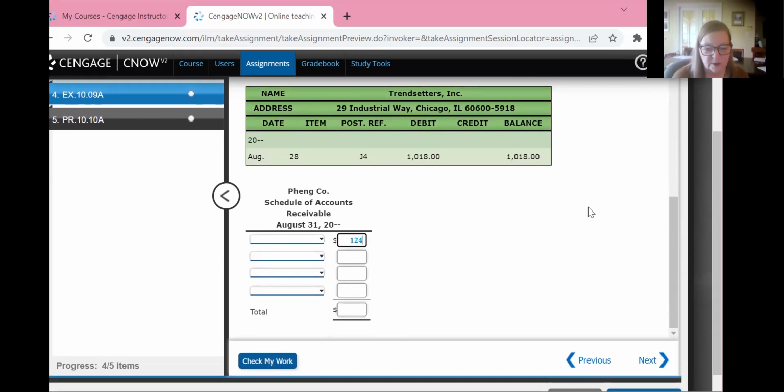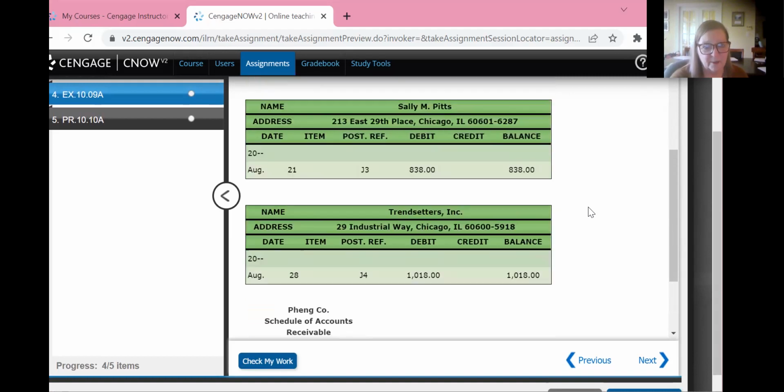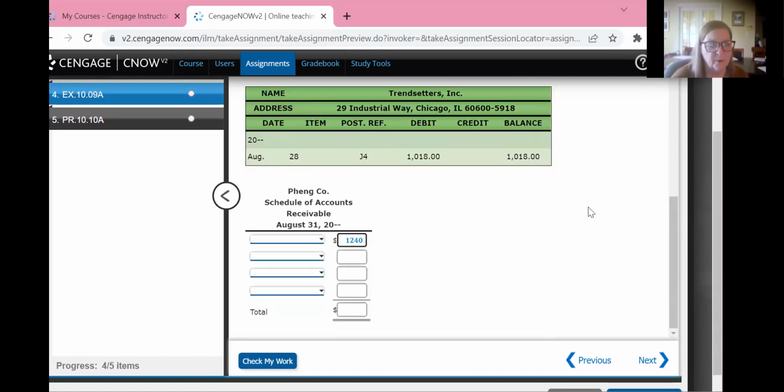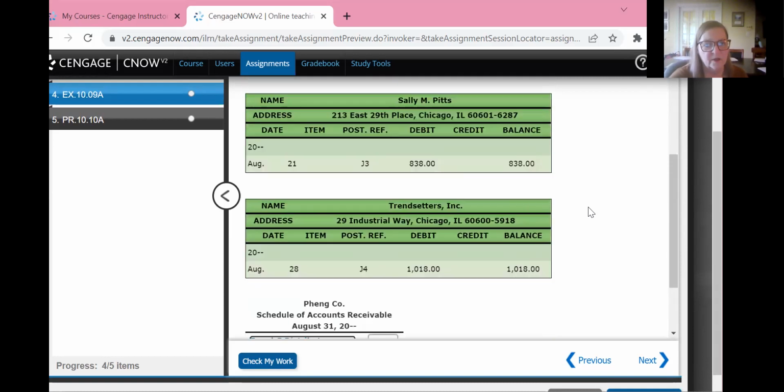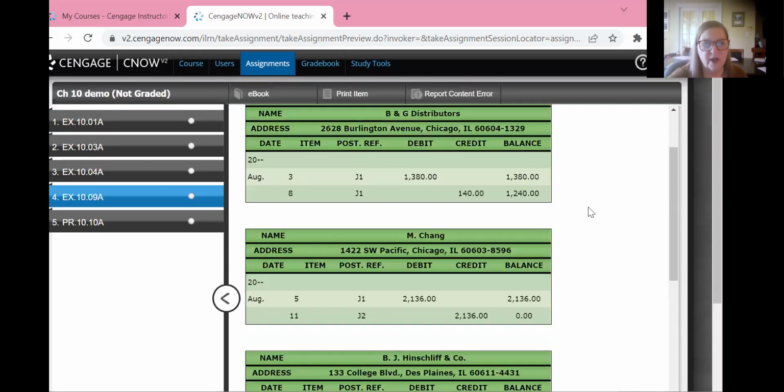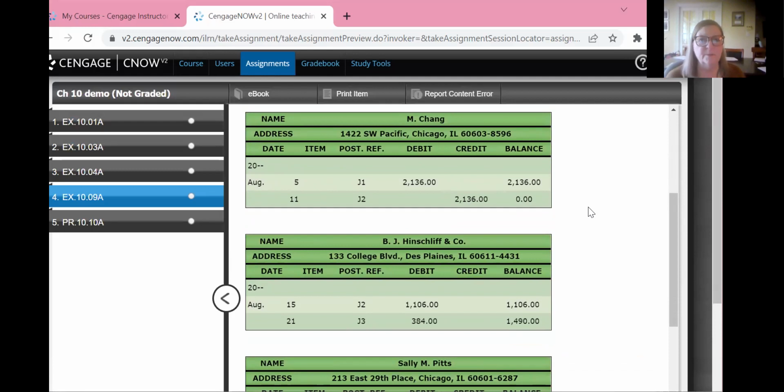Before I forget the number, I'm going to type it in. See, I already forget the name, B&G. Okay, we're going to record it just in the same order they listed. And then the next account after B&G, M Chang. Let's get their balance. They don't have a balance. We're going to put them on the list anyway?